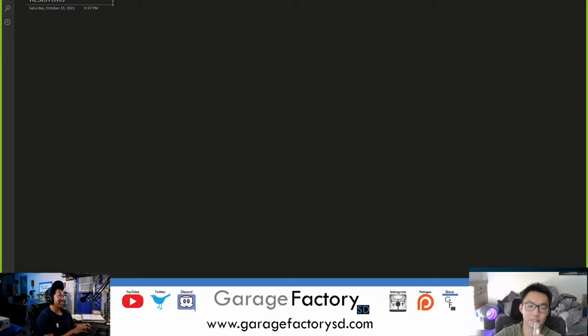Resistors, I don't know what a resistor is. Capacitors, and inductors. The very foundations of electrical engineering.